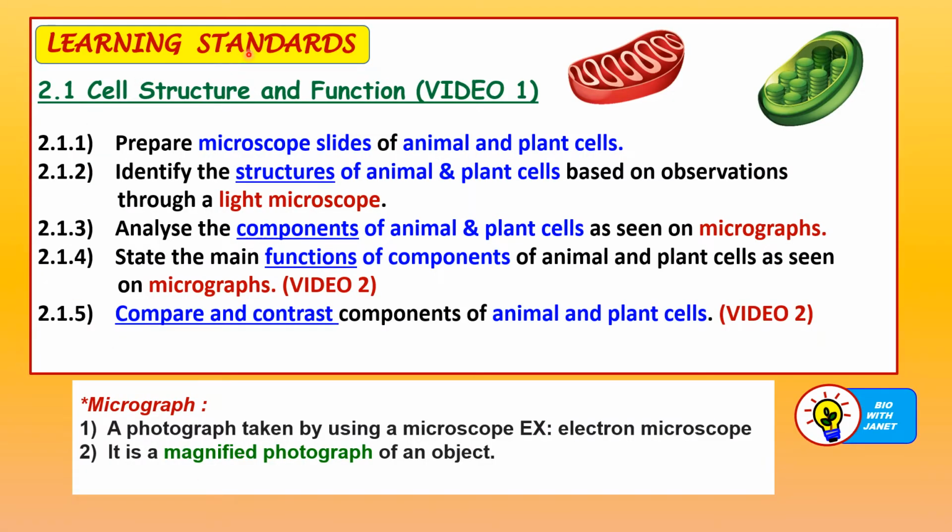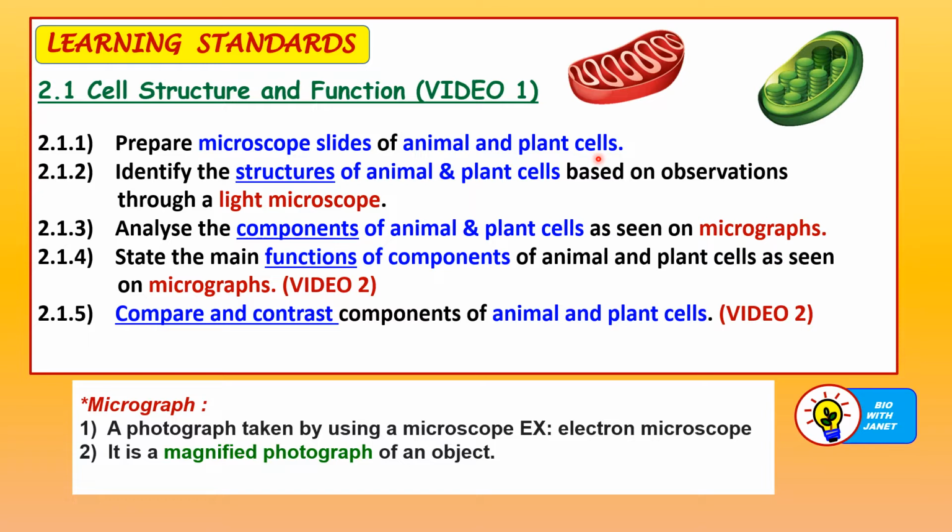Now, what are the learning standards or learning outcomes that a student must achieve after this video? So, for topic 2.1, cell structure and function, the first learning standard is you must be able to prepare microscope slides of animal and plant cells.